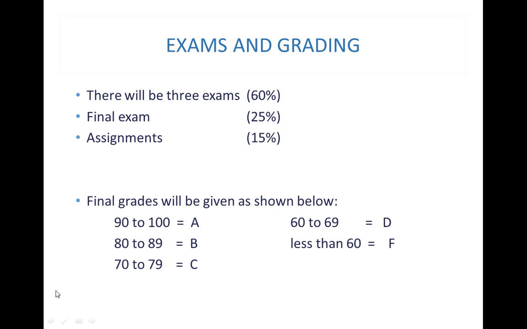The exams and grading, as far as the final grade for the course, is composed of 3 exams, which will be 20% each, a final exam, which is 25% of your final grade, and then the various assignments, which are going to be 15% of your grade. The final grades are shown as below with the letter system. 90 to 100 is an A, 80 to 89 is a B, 70 to 79 is a C, 60 to 69 is a D, and less than 60 is an F.